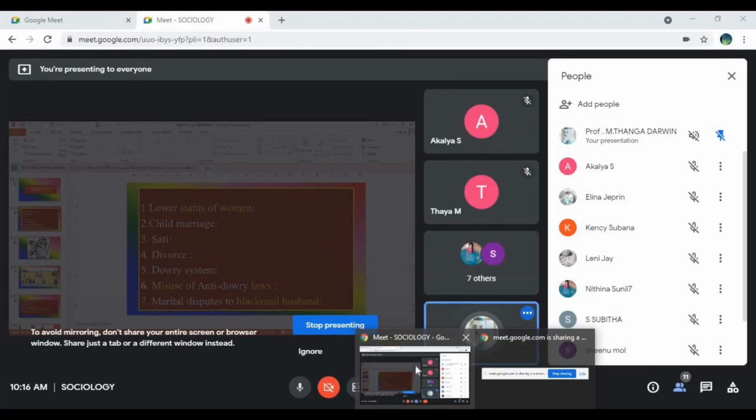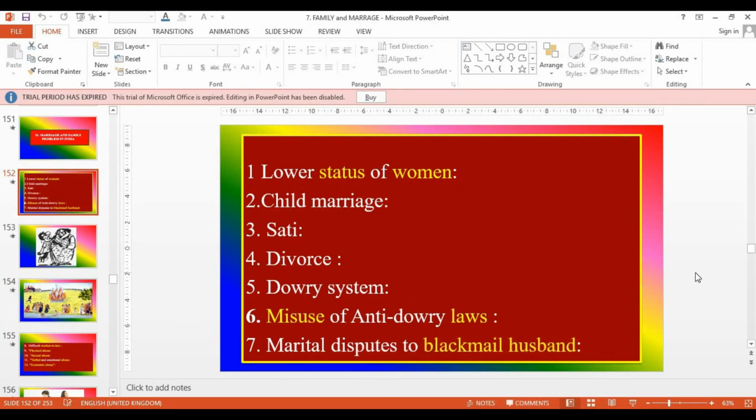First problem is the lower status of women. The economic status, mainly the social status of women in India is lower than men, due to cultural factors, heritage, etc. Second, child marriage. Child marriage has been prohibited in India, but many marriages are child marriages, mainly in tribal areas.